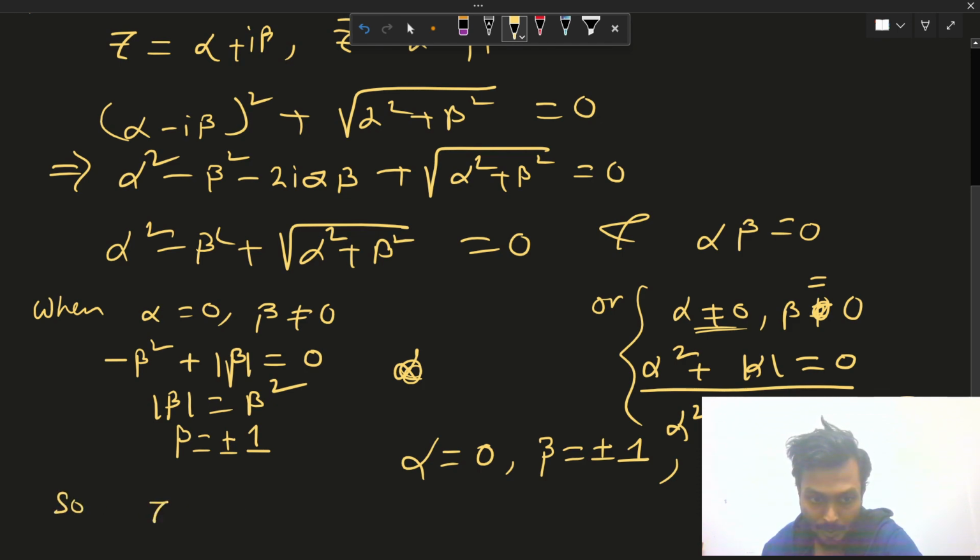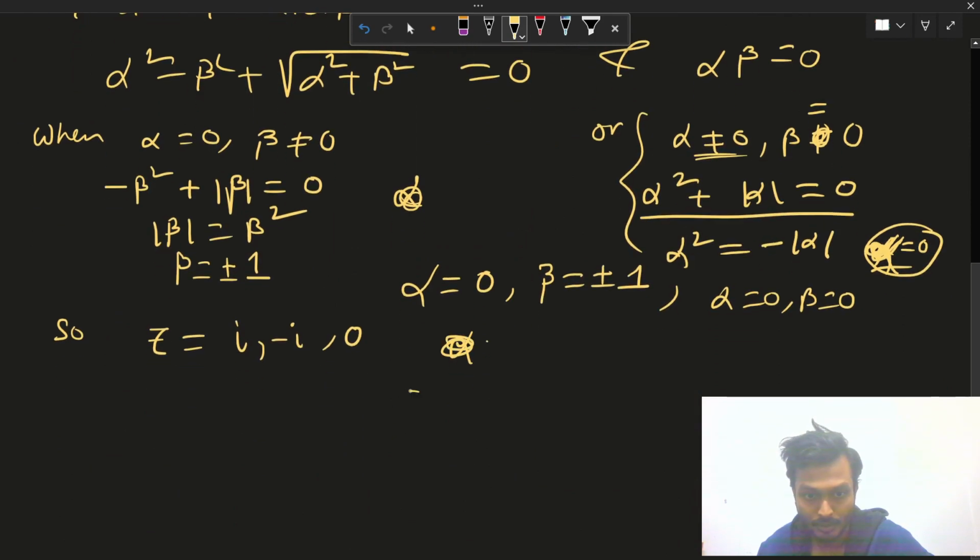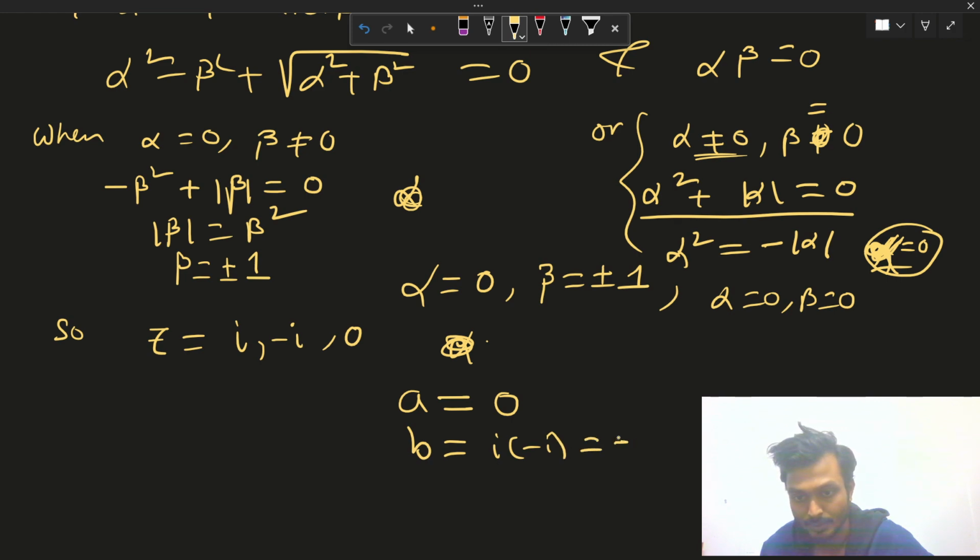So our numbers will be: when alpha is 0 and beta is plus minus 1, that means i and minus i, and when alpha is 0 and beta is 0, this will be 0. Now what is the sum of the roots? It will be confusing with alpha and beta, so let us change this: small a and small b, right? Then this will be easy. So a is the sum of these roots, which means 0, and b is the product, that means i into minus i, which is minus i square, that means plus 1.